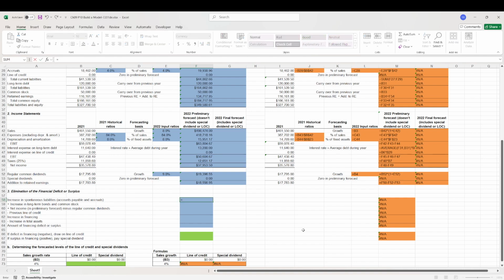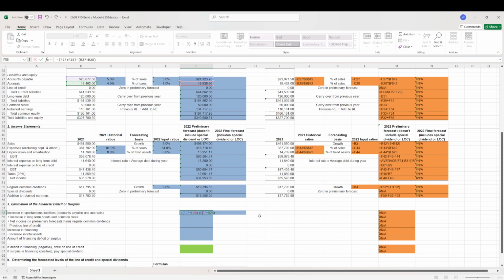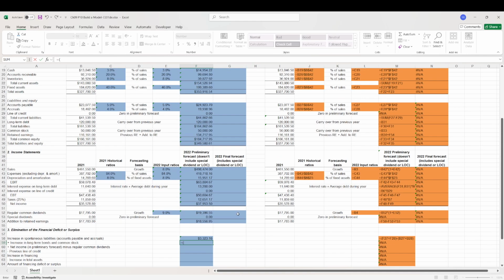So the increase in spontaneous liability, I just first need to put together accounts payable and accruals. So accounts payable is here, plus accruals is here, minus the previous number, right? So accounts payable of this year plus accruals of this year minus accounts payable of the last year plus accruals of the last year, and I have the increase, right? Plus increase in long-term bonds and common stock. It is 0, but let me still do the formula.